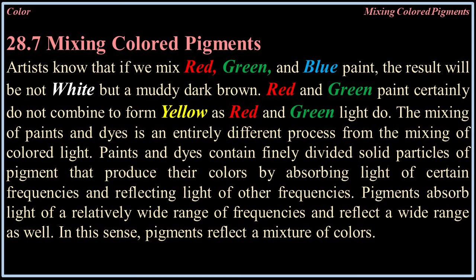28.7. Mixing colored pigments. Artists know that if we mix red, green, and blue paint, the result will not be white, but a muddy dark brown. Red and green paint certainly do not combine to form yellow, as red and green light do. The mixing of paints and dyes is an entirely different process from the mixing of colored light. Paints and dyes contain finely divided, solid particles of pigments that produce their colors by absorbing light of a certain frequency and reflecting light of other frequencies. Pigments absorb light of a relatively wide range of frequencies and reflect a wide range as well. In this sense, pigments reflect a mixture of color.